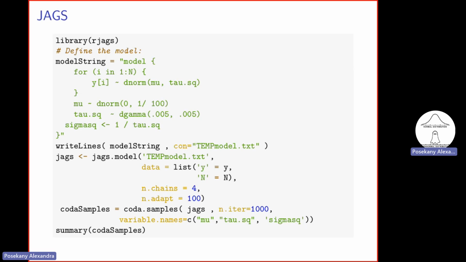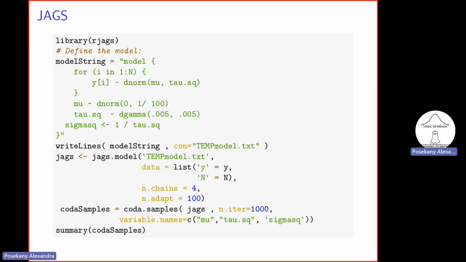So, JAGS. Just another Gibbs sampler has the advantage of having rjags as a package available and allowing you to specify these models directly. And I told you that what I showed you before, you will have to directly write into the JAGS sampling model. And this is where it's happening.